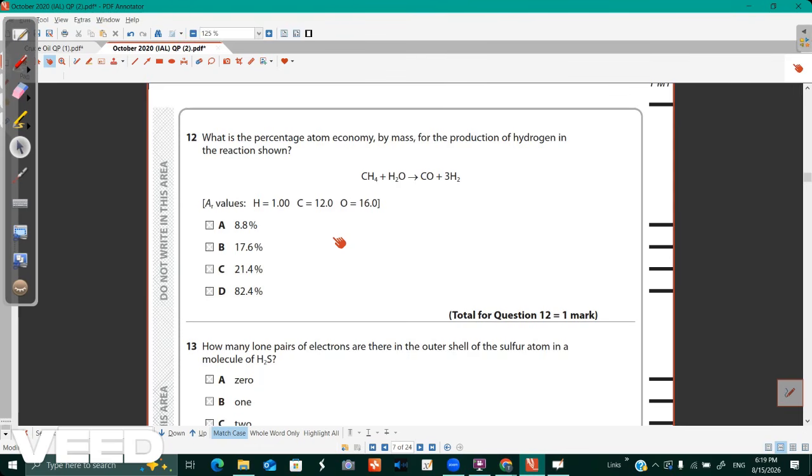What is the percentage atom economy by mass for the production of hydrogen in the reaction shown, right?